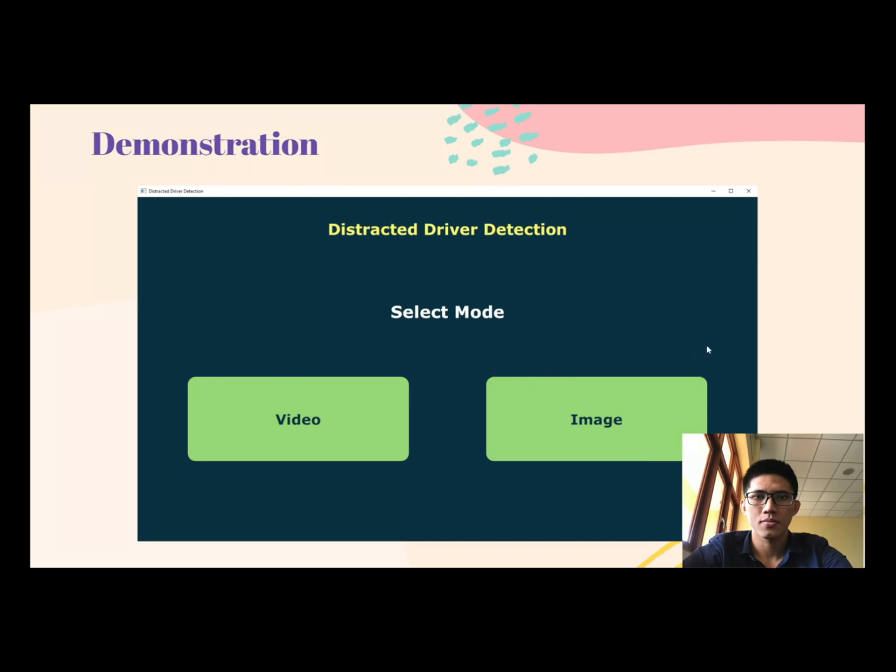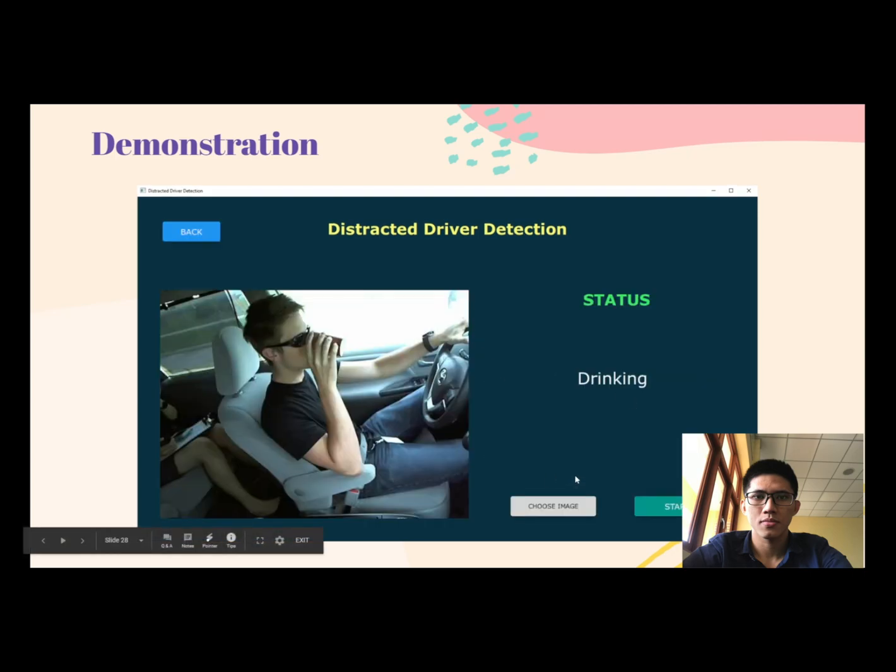This is the user interface of our application. We have two modes: video detection and image detection. If you choose image detection, you will have two options. First, you press Choose Image and select the single image you want to detect, and the application will detect that image. Or you put all the images in a folder named test image and press the start button, and the application will automatically detect all the images in that folder. For example, here the application detects that this driver is drinking.